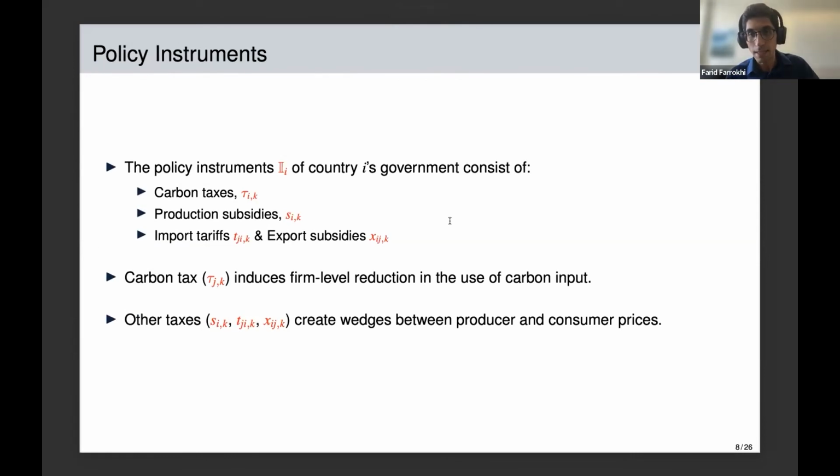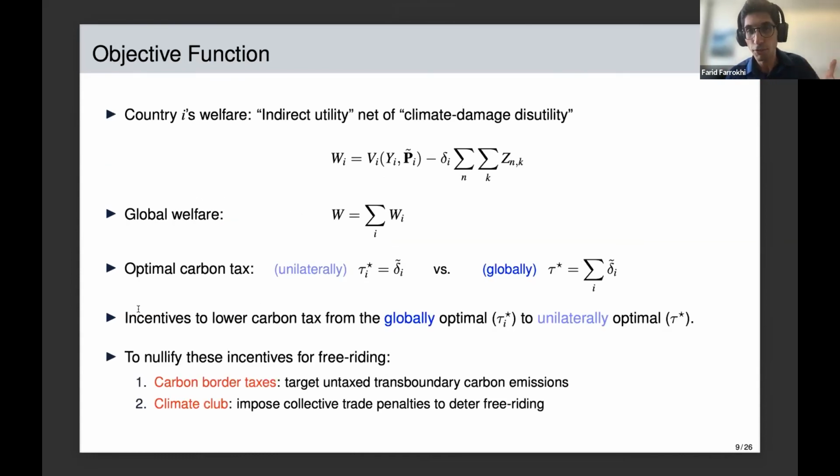And so what are the instruments with which a government can achieve the first best, unilaterally, I should say, because more taxes should be available in that case. There are domestic carbon taxes, which I'm calling tau, in each country I paired with industry K. Production subsidies in each country-industry IK. There are import tariffs and export subsidies. And what they do is that domestic carbon taxes, tau IK, induce a firm-level reduction in the use of carbon input. And the other taxes, production subsidies, import tariffs, and export subsidies, basically create a wedge between producer and consumer prices, either for domestic transactions or for international transactions.